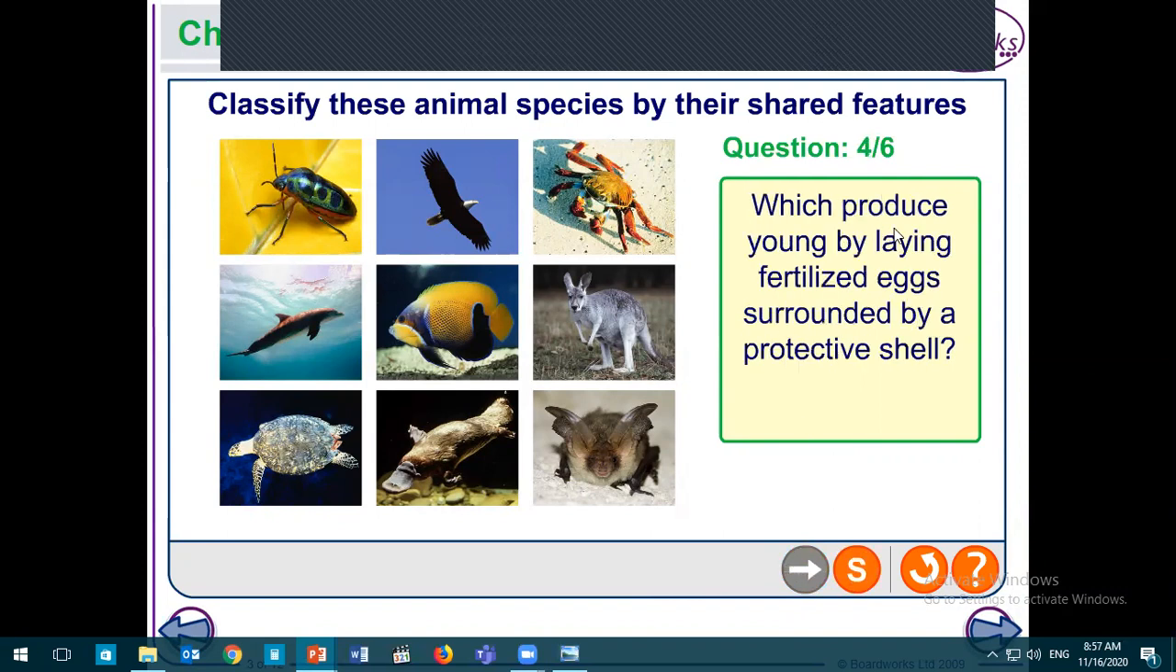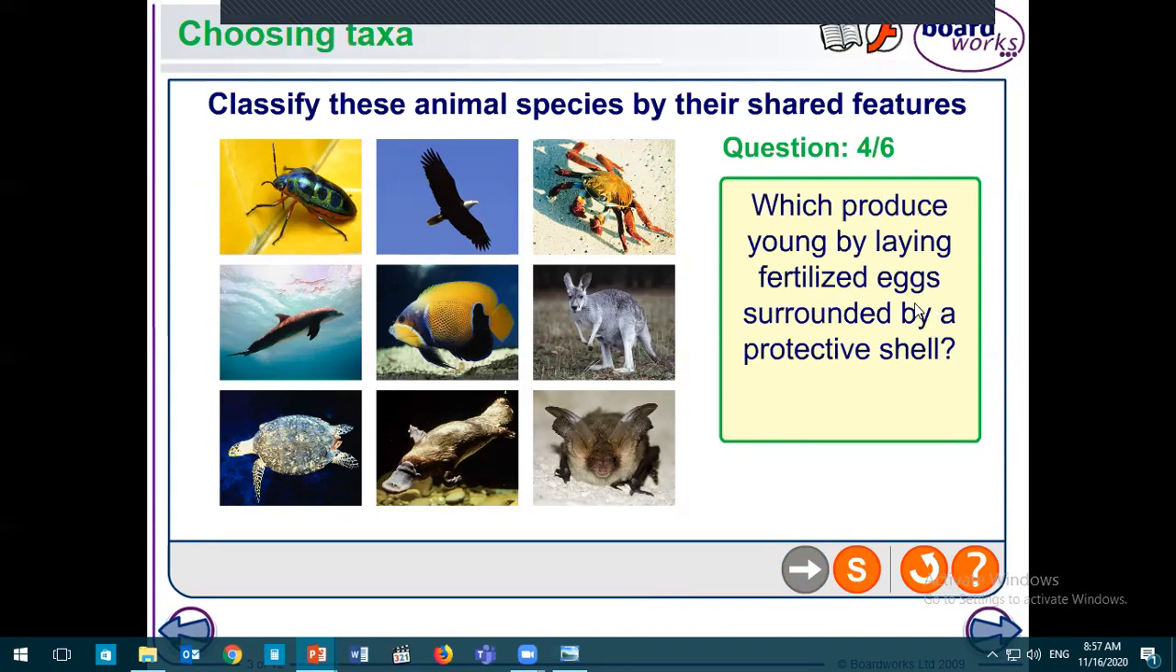Okay, which produce young by laying eggs? They lay eggs. They do not give birth. Turtles, yes, they lay eggs. This is right. What else? The bugs, yes. Bugs lay eggs, but are their eggs protected by a hard shell? No. The eagle? Yes, eagle.